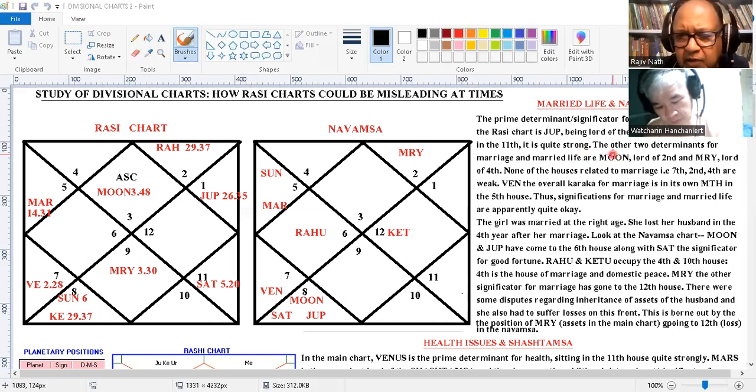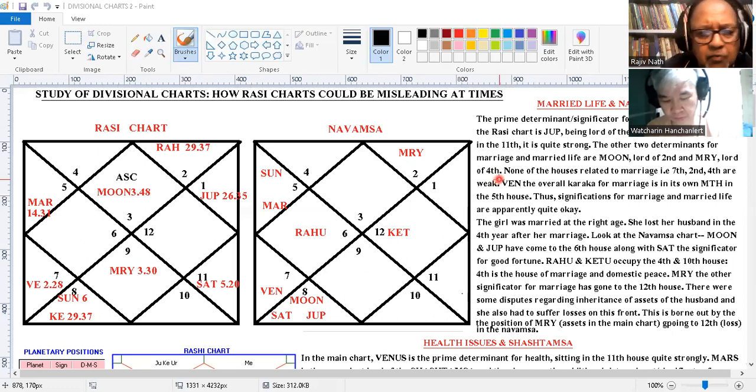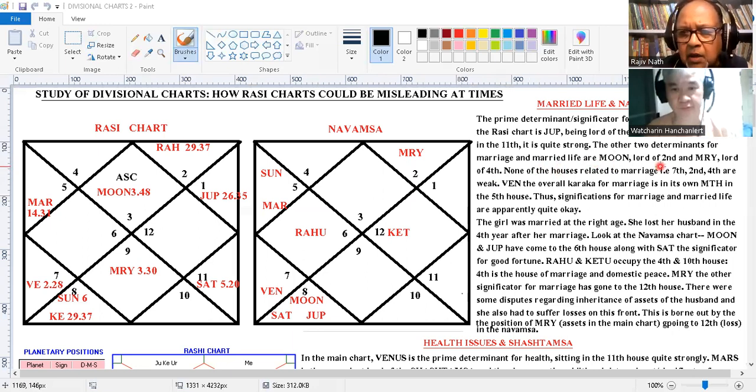The other two determinants for marriage and married life are Moon, because it is lord of the second house, and Mercury, lord of the fourth. Marriage-related houses are mainly the second, fourth, seventh, and eighth also, if they have Mool Trikona Rashis in them. So here, the other two determinants for marriage and married life are Moon, lord of second, and Mercury, lord of fourth.